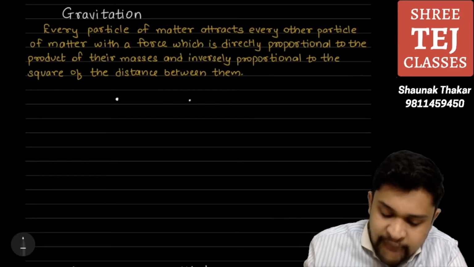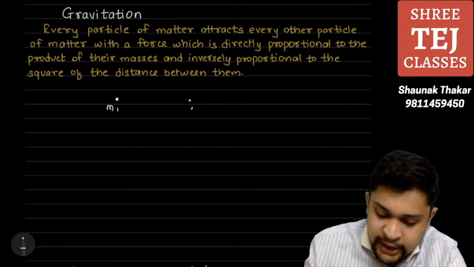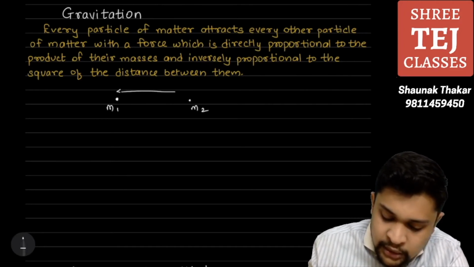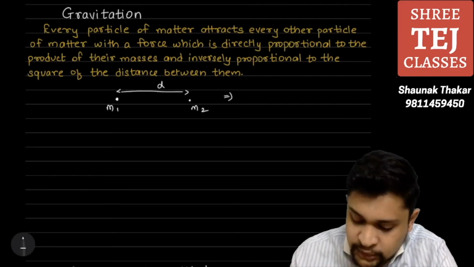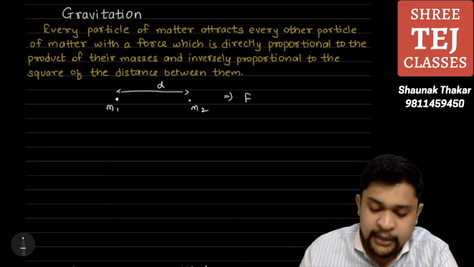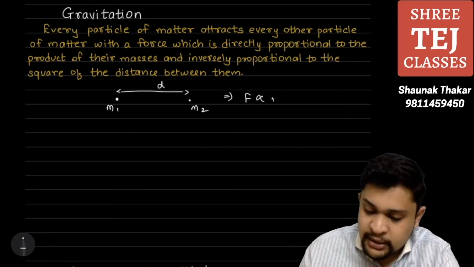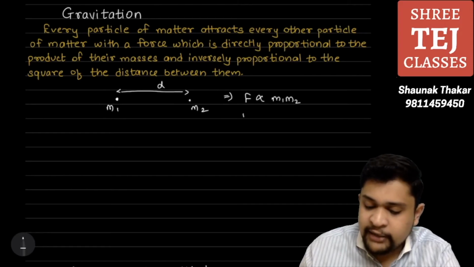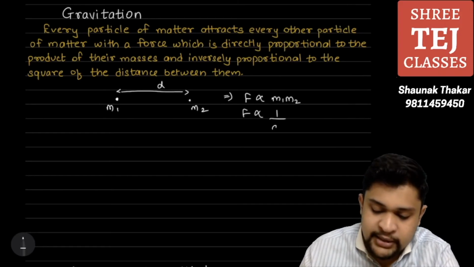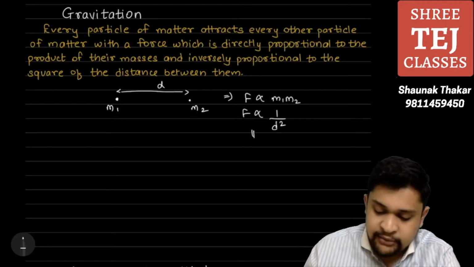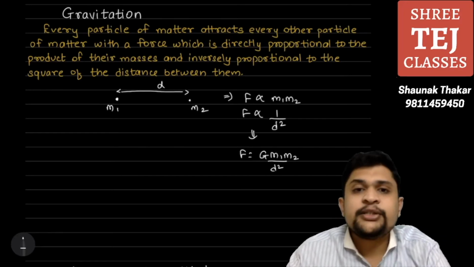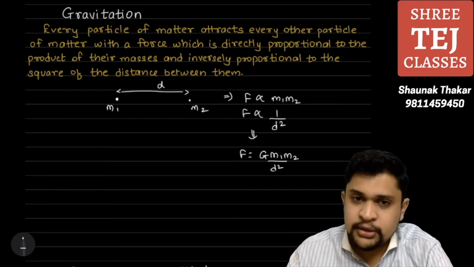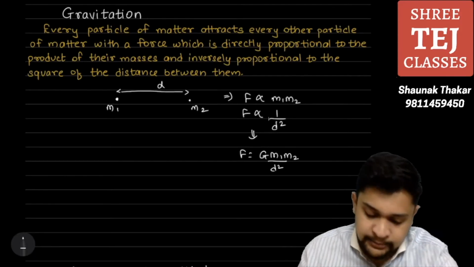So let's say we have two masses m1 and m2 and the distance between them is d. So that would mean there is a force between them which is directly proportional to the product of their masses m1 into m2 and inversely proportional to the square of the distance between them. So with this we get F is equal to G m1 m2 upon d square, where G is the universal gravitational constant. Now what would be the units of G?